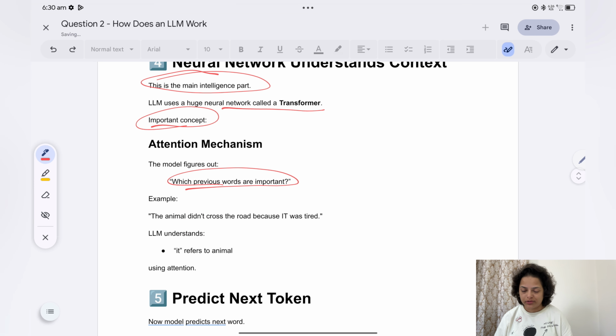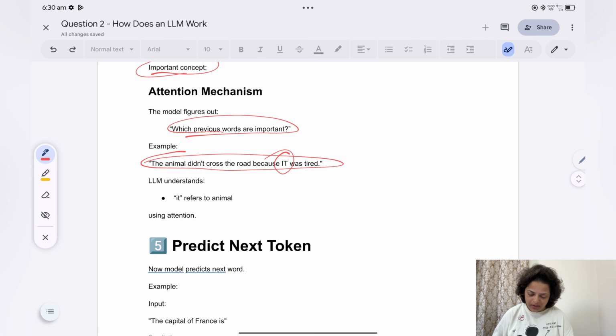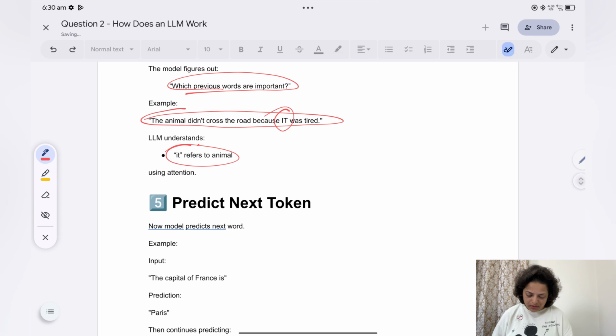So this is the only concept. For example, if you are writing "the animal didn't cross the road because it was tired," what is the meaning of "it"? It could be the animal or it could be the road. So the model will understand the previous word, which is important. Here "it" refers to the animal, using attention. How is it doing this? Using attention. This is the main important thing.